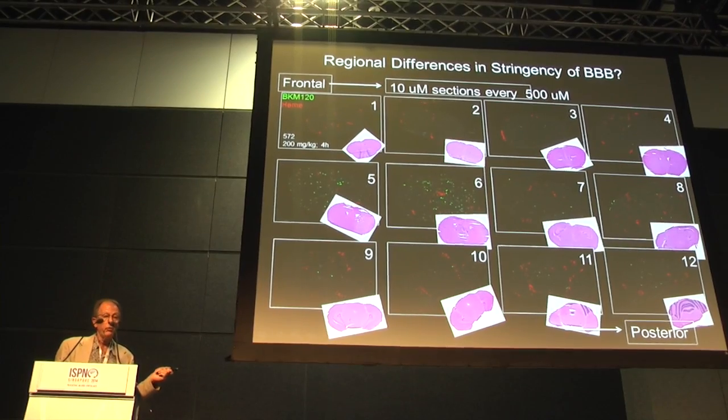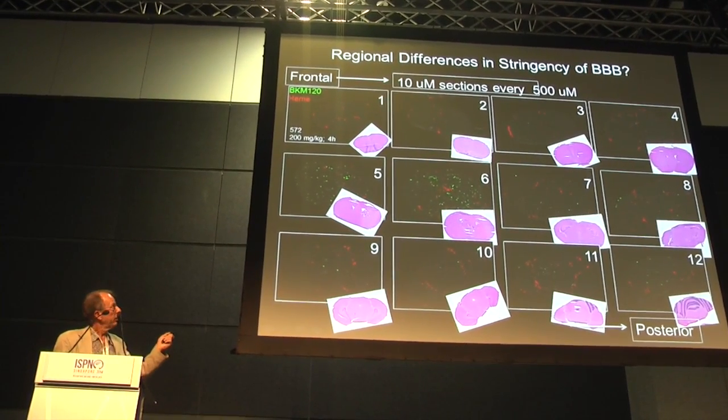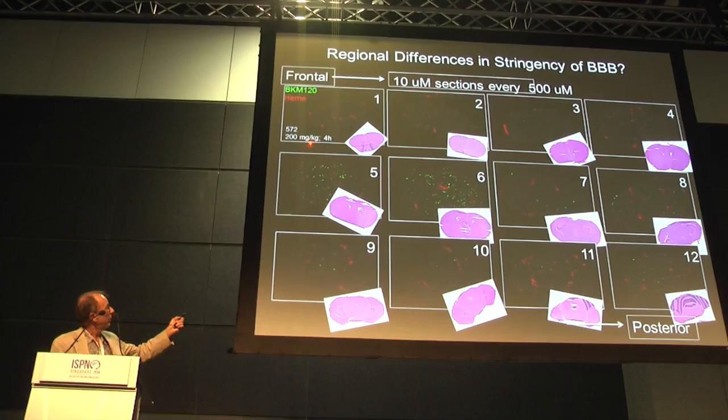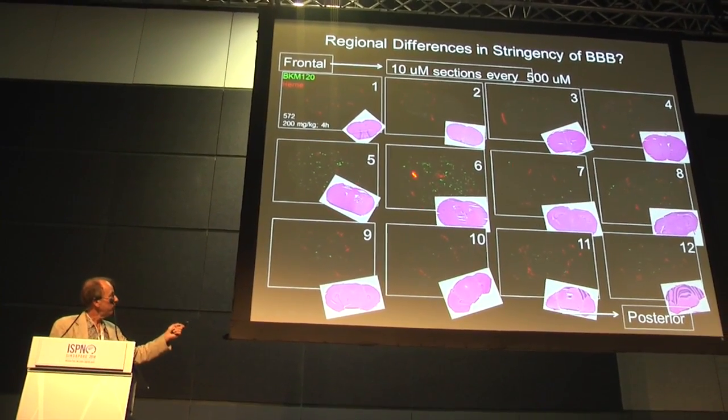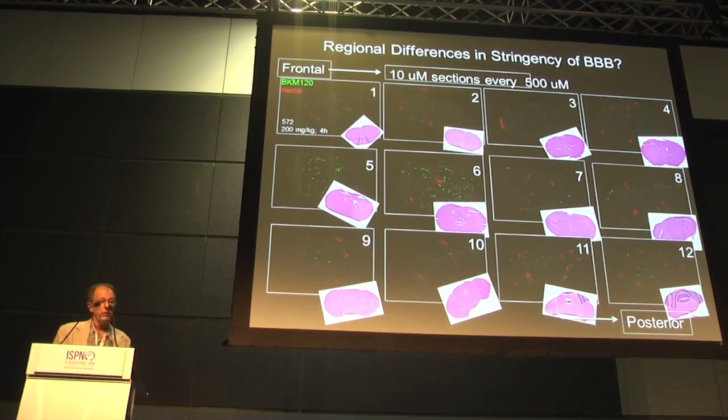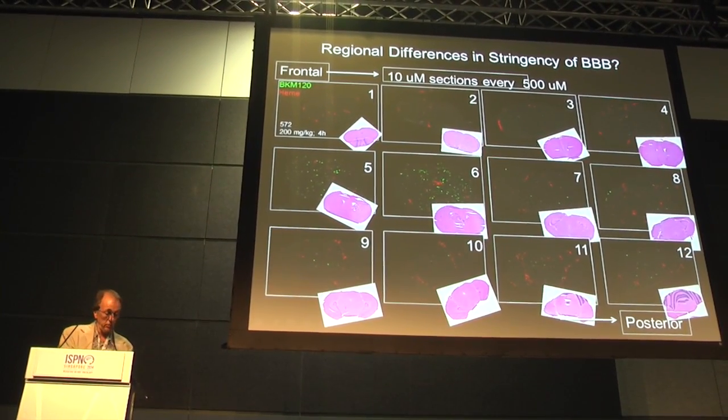to detect sort of regional differences in stringency of the blood-brain barrier. Here we took a mouse, gave it this BKM120, took a section of the brain front to rear, and what you can see is in certain regions of the brain, typically in the midsection, getting close to the ventricles, it's more permeable to drug than places elsewhere.